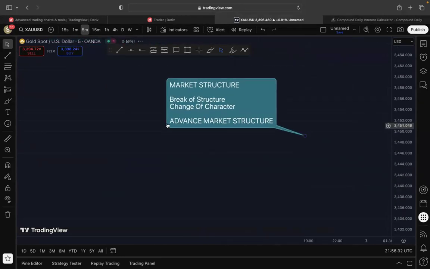So today we're talking about advanced market structure. Let's just assume that we understand break of structure and change of character.